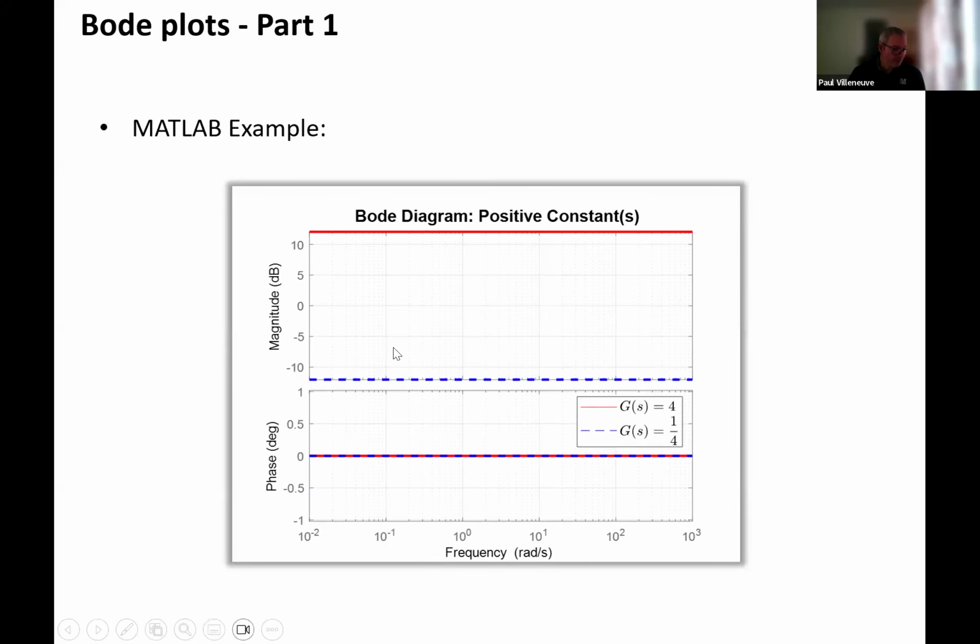Here are the positive constants. This is the case of g equal to 4, and the blue is the case of g equal to a quarter, so 0.25, not negative. You can't take logarithms of negative numbers, but for positive numbers you can do it, even very small numbers. You can see I've got two magnitudes here: positive, about 12, and negative 12, but the phase shift is always equal to 0.